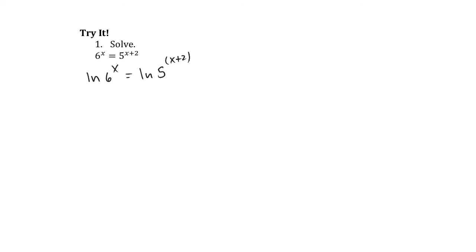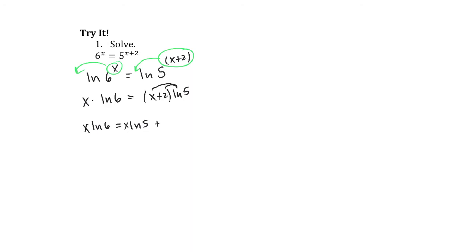Okay, now using the fact that our exponents get to come out and become coefficients, I would get x times ln of 6 is equal to x plus 2 times ln of 5, and then ln of 5, that's just some decimal, so we're going to distribute it, get all of our x terms on one side. So ln of 5 times x and ln of 5 times 2. And we'll subtract that 5 ln of 6 from both sides.